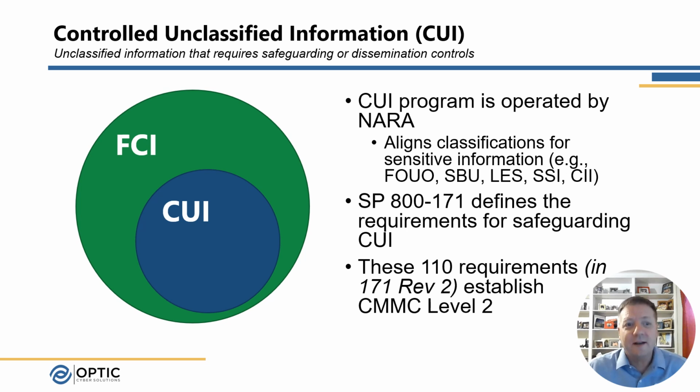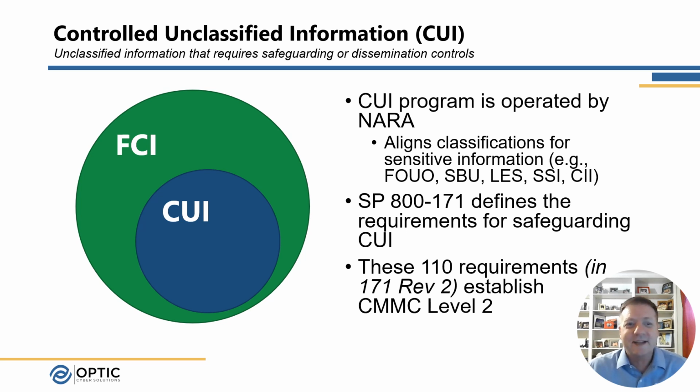The next type of data I'd like to talk about is Controlled Unclassified Information, or CUI. Controlled Unclassified Information is unclassified U.S. government information that requires additional safeguarding and controlling beyond FCI. While still unclassified, it must remain protected from unauthorized disclosure. The CUI program is operated by the National Archives and Records Administration, or NARA. They standardize the way the executive branch handles unclassified information that requires safeguarding or dissemination controls. This covers what used to be defined as FOUO, SBU, SSI, and CII, to name a few.